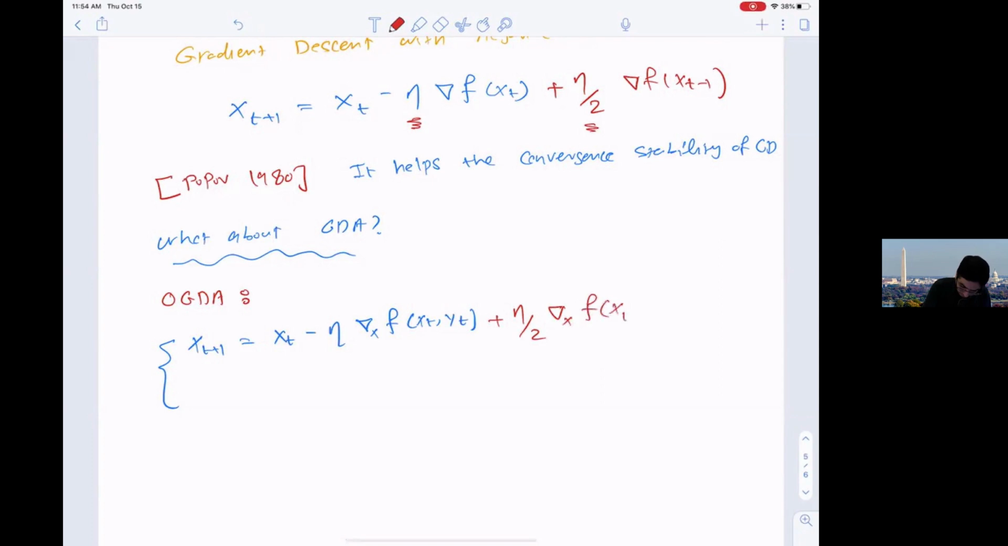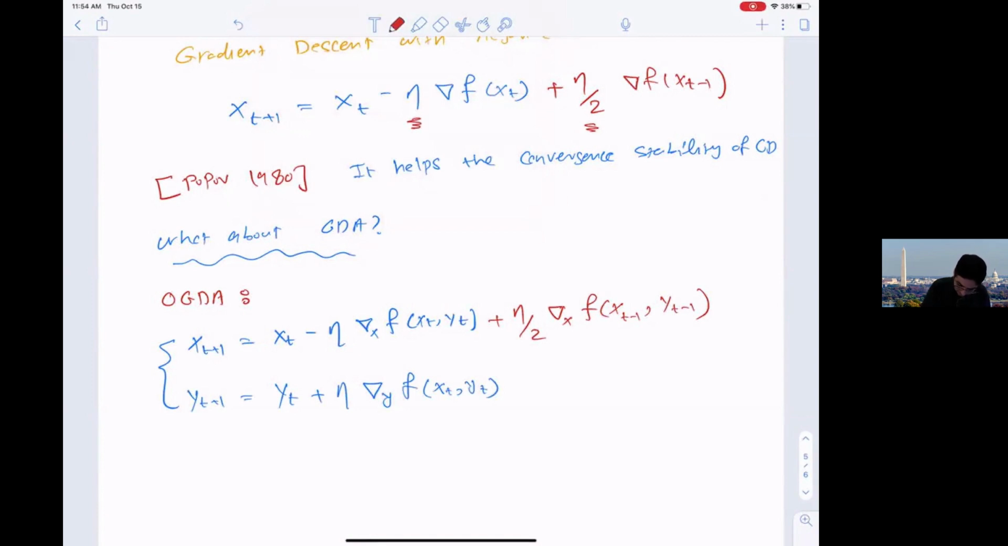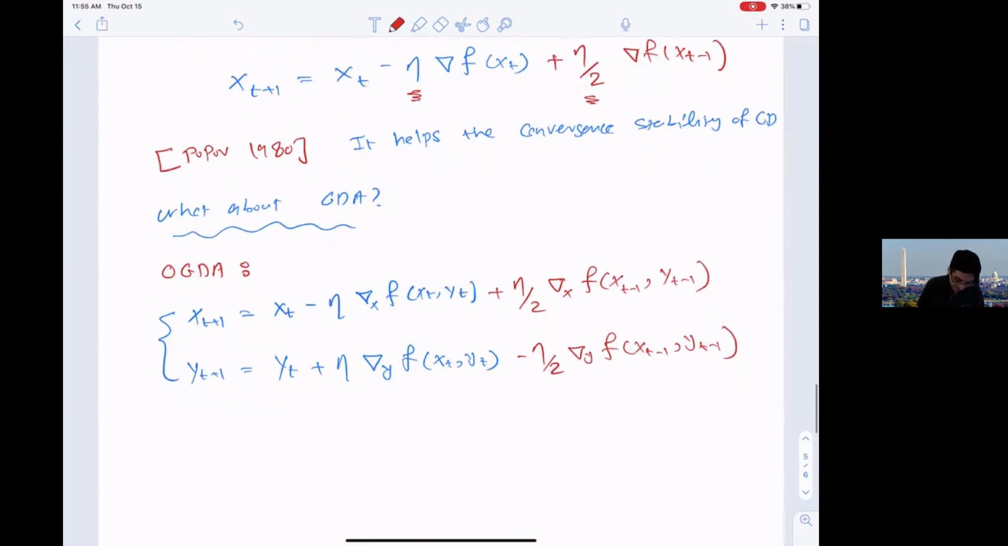This gradient is computed at the point xt minus 1 and yt minus 1. All right, same for y. So yt plus 1 is equal to yt plus eta times the gradient with respect to y at xt, yt. Now I'm going to undo this plus gradient by subtracting eta over half of my gradient at the previous step, yt minus 1 and xt minus 1. And that's it. That's called optimistic gradient descent ascent.